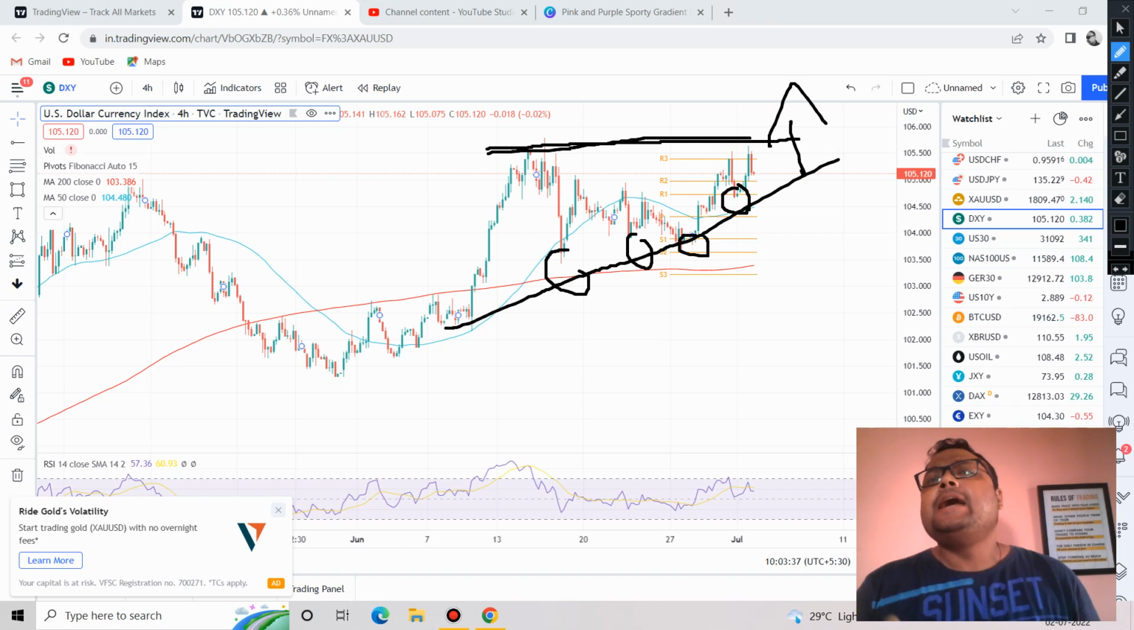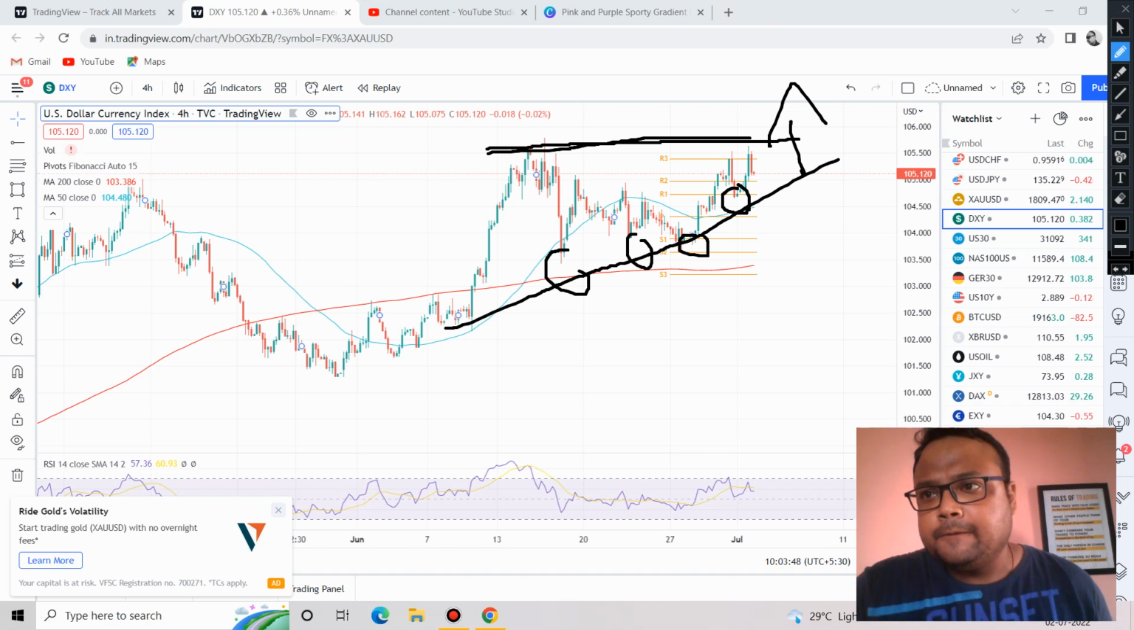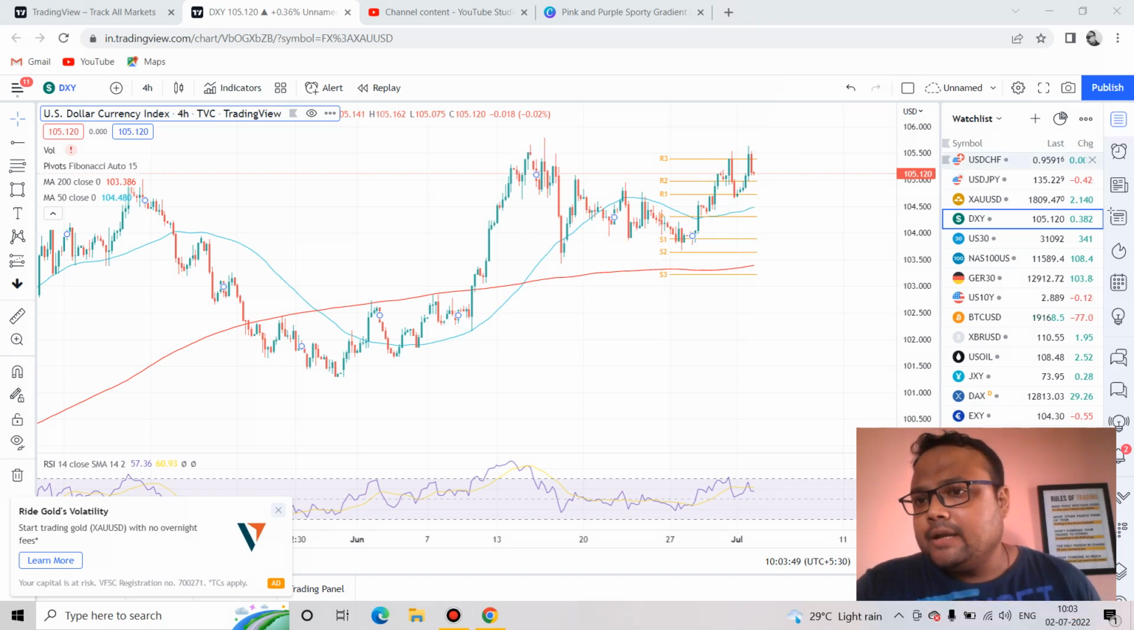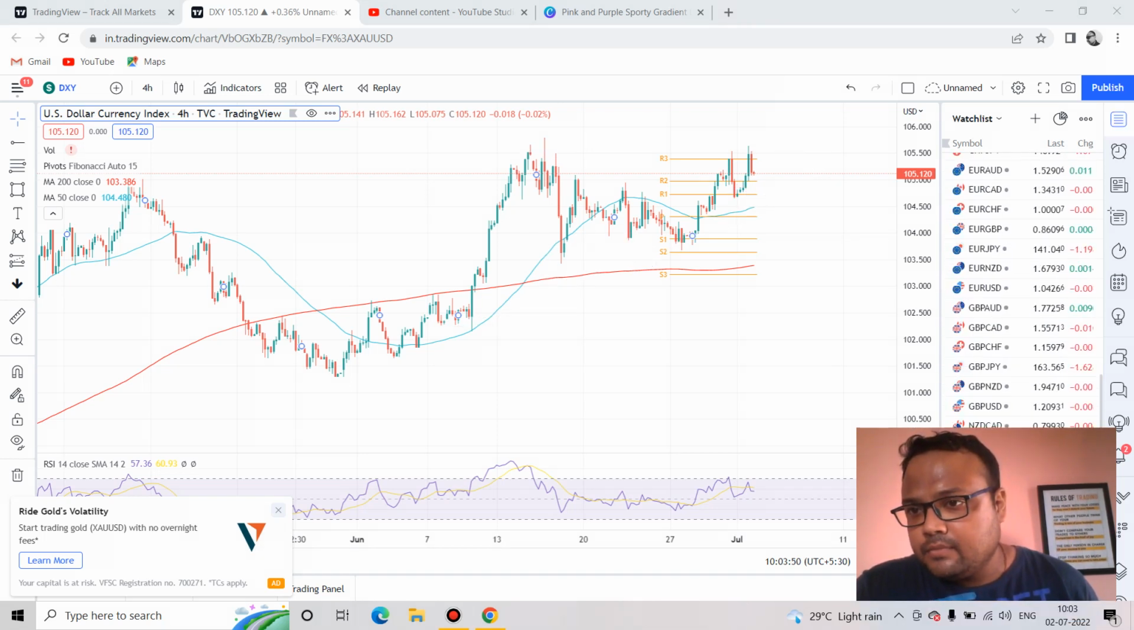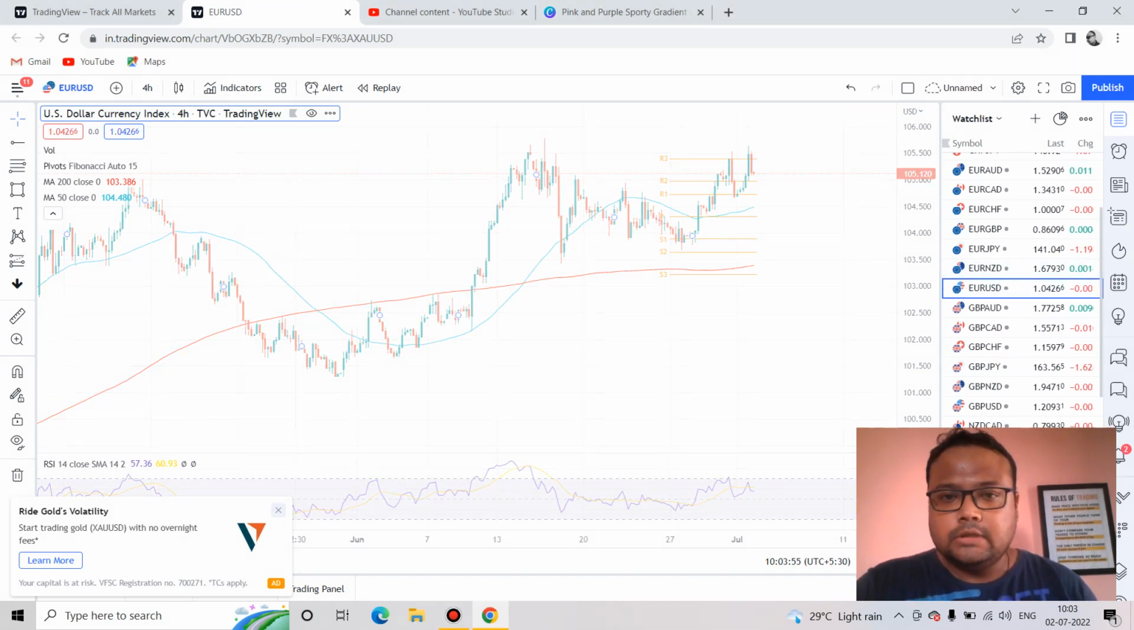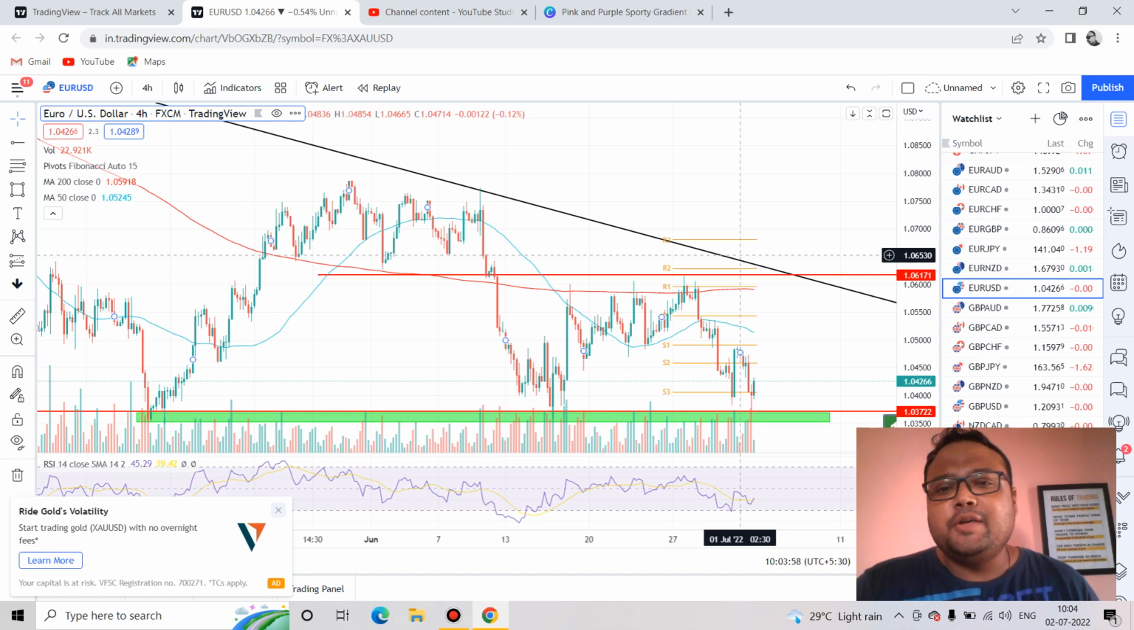So there is a high possibility that the upside on DXY may continue, and if it continues, then there will be further pressure on the chart of Euro USD. Okay, now let's have a look at the chart of Euro USD. Here is our beloved Euro USD.